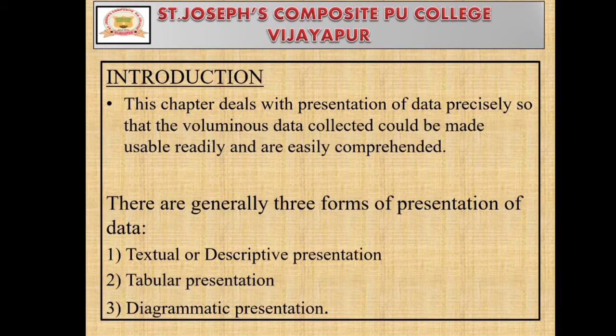So generally we can classify the presentation of data in three forms. They are textual presentation of data, tabular presentation of data, and the third one, diagrammatic presentation of data. Then let me discuss in detail regarding these three forms of presentation of data.